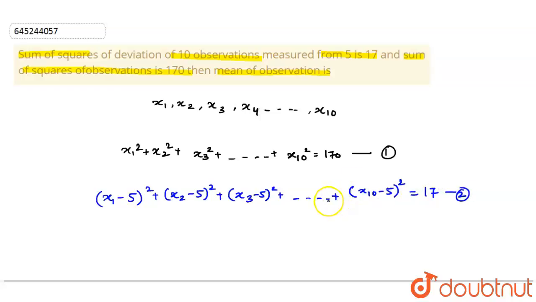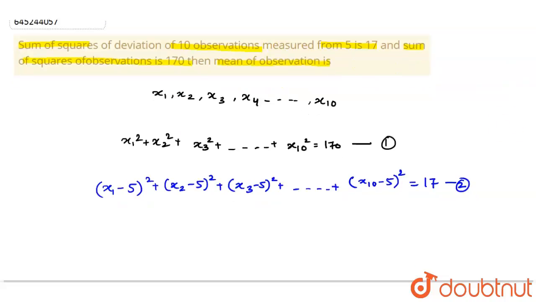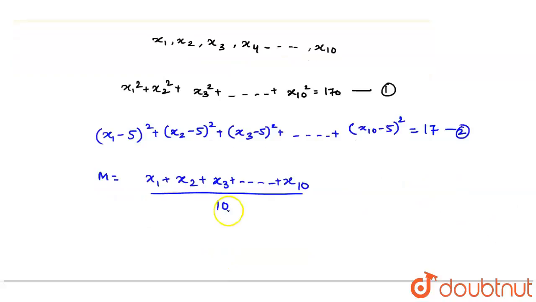It is also given in the question that we have to find the mean of the observations. So how do I find the mean? Mean is given by sum of all observations, so x1 plus x2 plus x3 so on up to x10, upon number of observations which are 10. So transpose the 10 onto the LHS. So this would become x1 plus x2 plus x3 so on up to x10 would be equal to 10m, correct? So mark this as equation number 3.